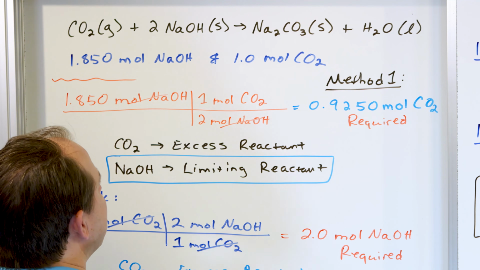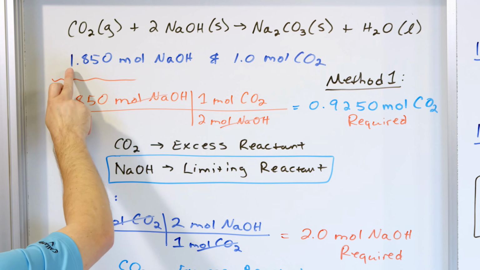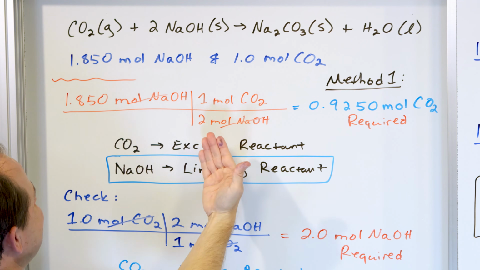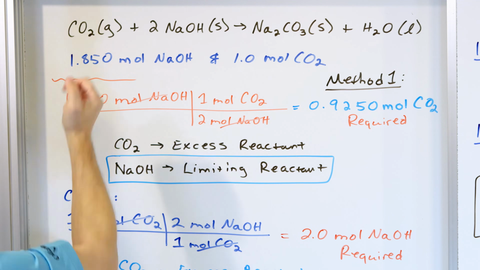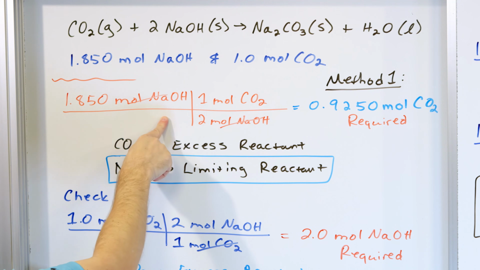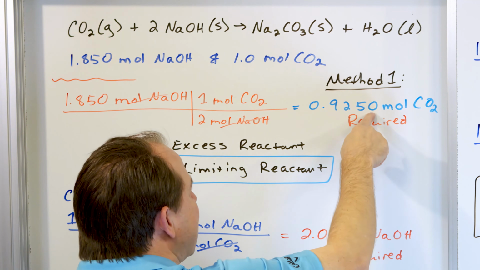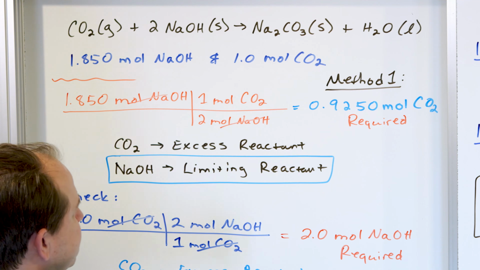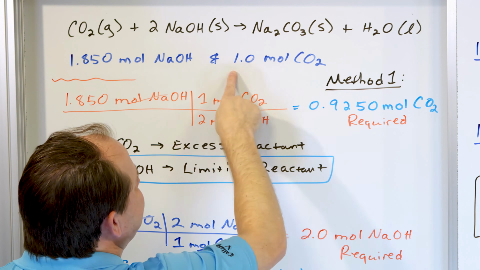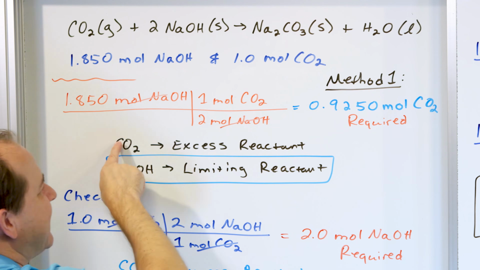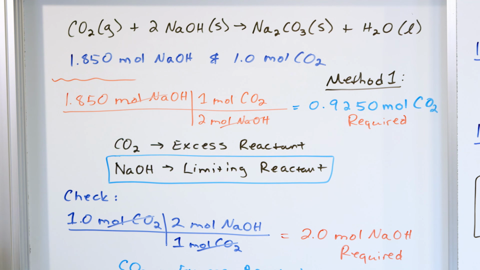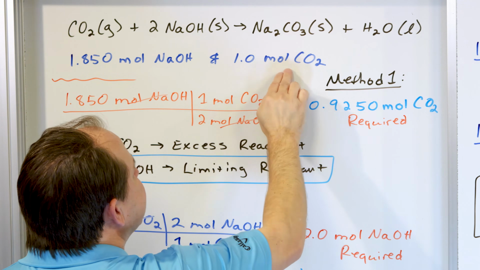There are two methods. The first method is to use this amount and see how much of the other reactant is needed to bond with it according to this reaction. So if you have this much reactant, it's going to take 0.9250 moles of carbon dioxide, which is less carbon dioxide than I actually have. So I know the carbon dioxide has to be in excess, and I know the sodium hydroxide has to be the limiting reactant. Now you can check this by doing the same calculation using the other reactant, CO2.